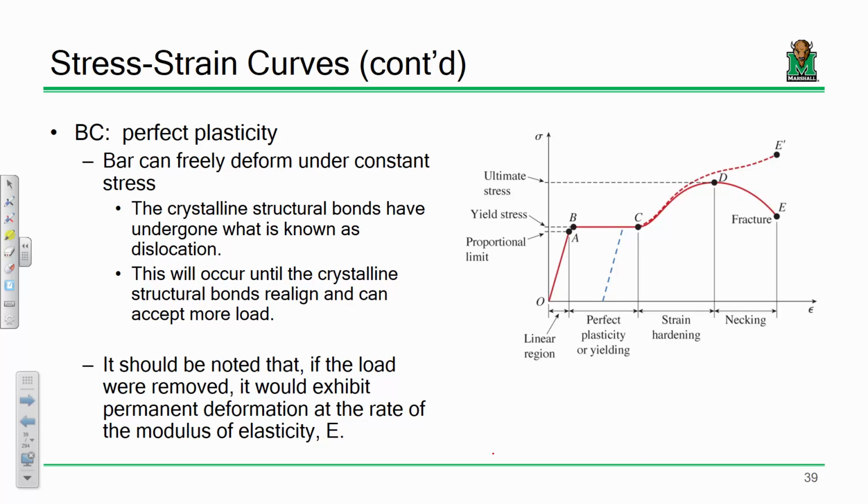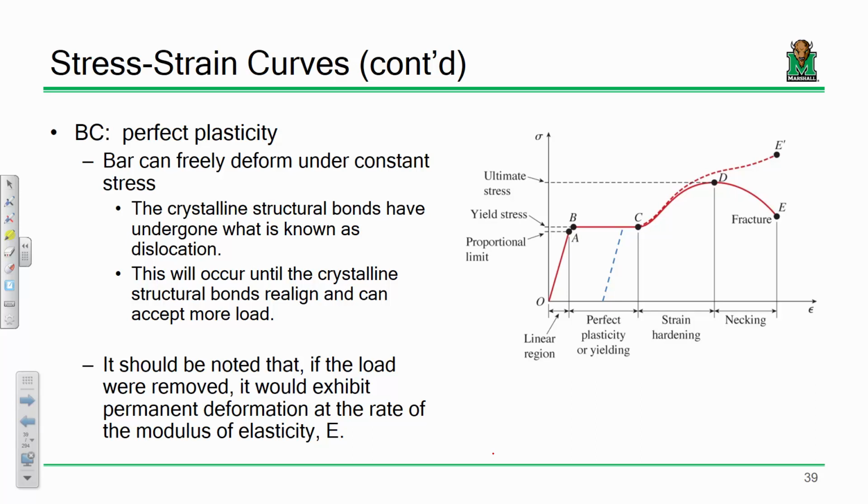Okay. Once you reach that yield point and those bonds begin to break, we call that process dislocation. Those bonds have dislocated. That's when the material is, for a little bit, from that 1 yard line to about that 10-yard line, freely deforming under that constant load. Now what's happening between here and here is those bonds are starting to realign and figure out how they can begin to resist that load again.